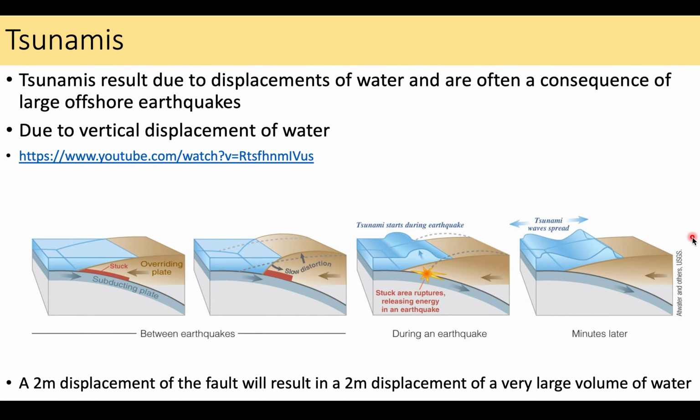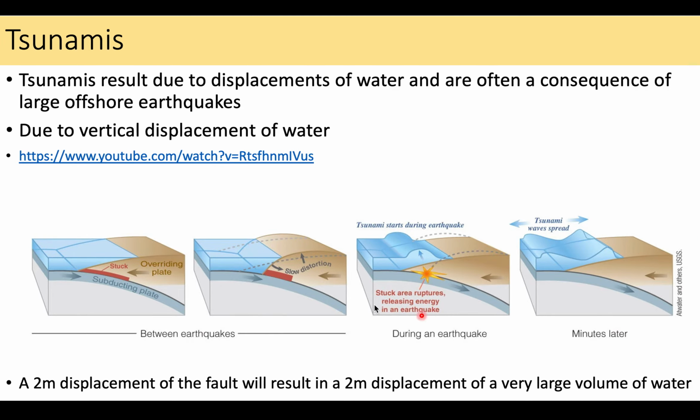And then tsunamis. Tsunamis are a result of displacement of water. This happens due to large offshore earthquakes. Tsunamis only occur when there is vertical displacement of water. Only vertical displacement of water. There has to be vertical motion in order to displace water vertically. There has to be vertical motion in order for there to be a tsunami.